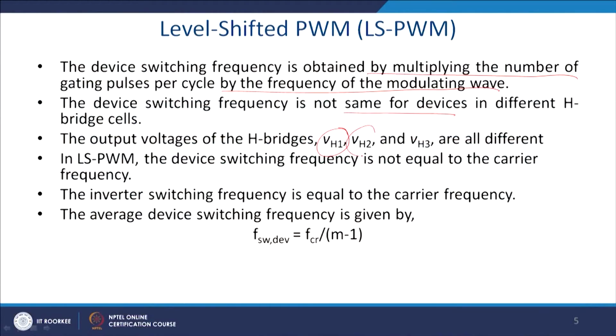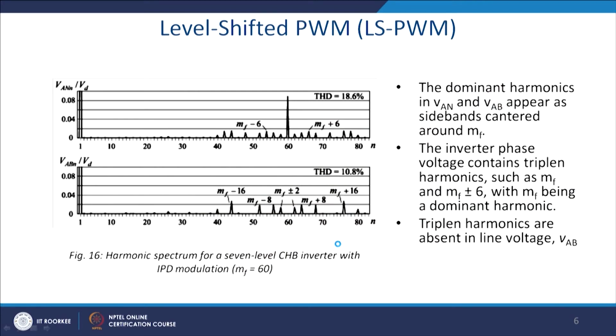Output voltage of this H bridge, VH1, VH2 and VH3 are all different as we have seen, and in the level shifted PWM, the device switching frequency is not equal to the carrier frequency and it is different. Inverter switching frequency is equal to the carrier frequency, but individual frequency is generally more than the carrier frequency, and thus the average switching frequency is given by this switching frequency by m minus 1, and ultimately this is the case. So, for the level shifted one, please recall we have a phase shifted one also.